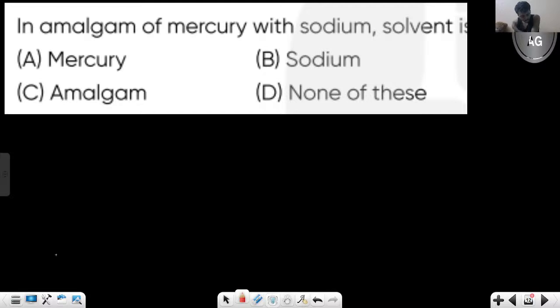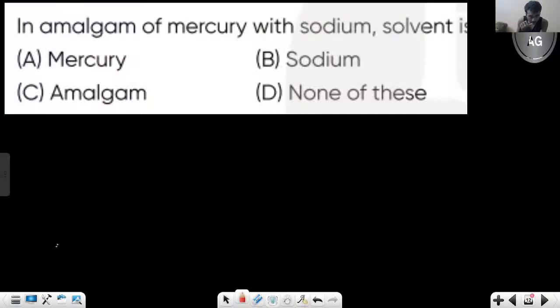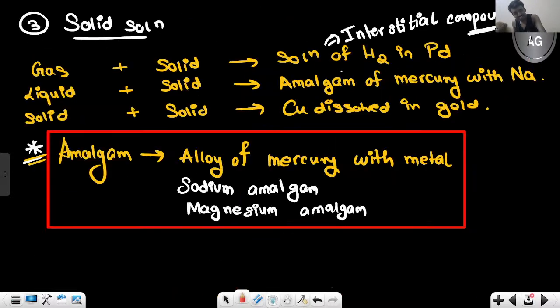What is going to be the solvent? Okay, mercury. Both of you are saying mercury. The correct answer is sodium. I did not tell that. You did not hear, I told it. What is written? Amalgam of mercury with sodium. Amalgam of mercury with sodium.